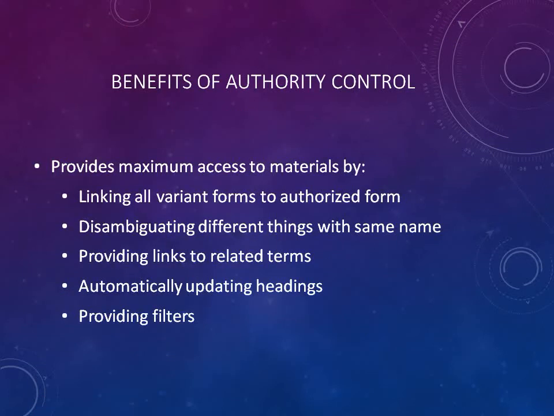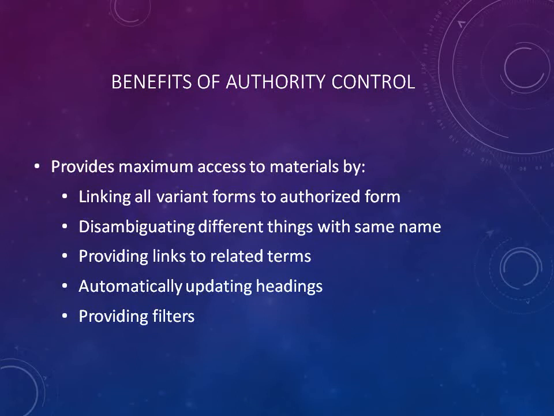Using authority control when cataloging materials has many benefits. Here are some of the most important: to link all variant forms to the authorized form, differentiate between things that have the same name, to link related terms, to do automatic updating, and to provide filter information for filtering searches.